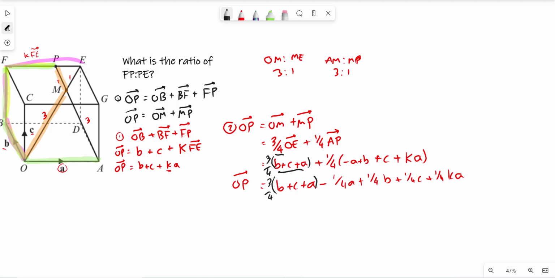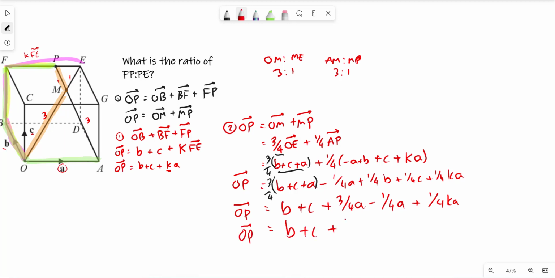Okay, now when I sort all of this out, I'm going to get 3/4 of B plus 1/4 B, which is just B, 3/4 of C plus 1/4 C, which is just C, and I'm also going to get 3/4 of A minus 1/4 of A plus 1/4 of KA. So finally, OP is B plus C plus 1/2 A plus 1/4 of KA.